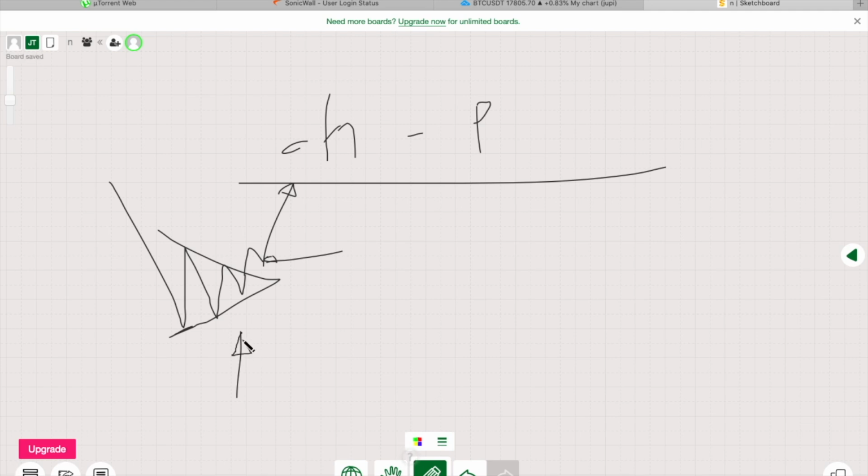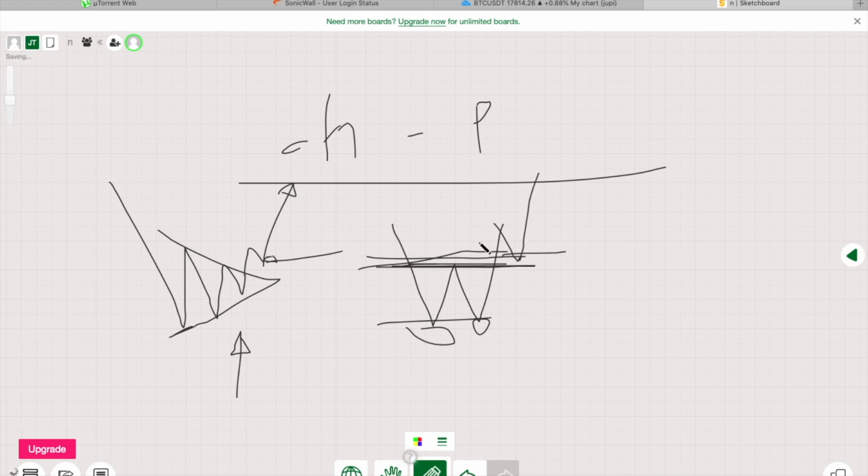So the first one is a triangle like this. The second one is double bottom pattern like this. So we have two equal bottoms. So the market managed to break this neckline. So we take an entry at the retest or either immediately after breakout. So there are different types of chart patterns like this: triangle pattern, double top pattern, tons of patterns are there. So now I'll go to binary or derivative to see how the charts are going on.